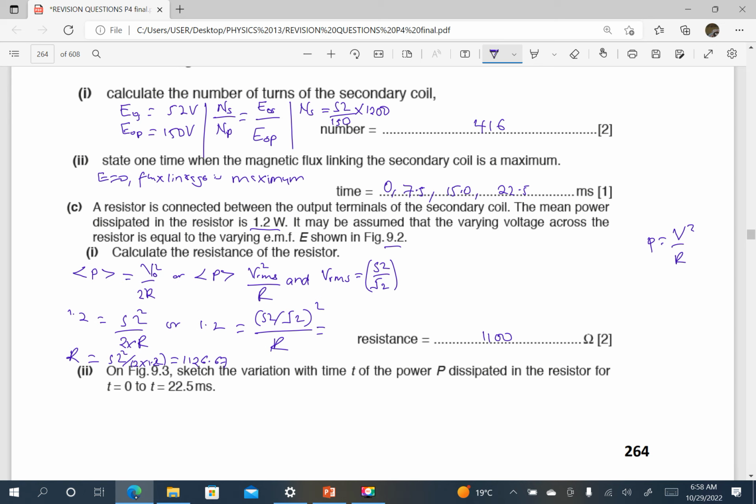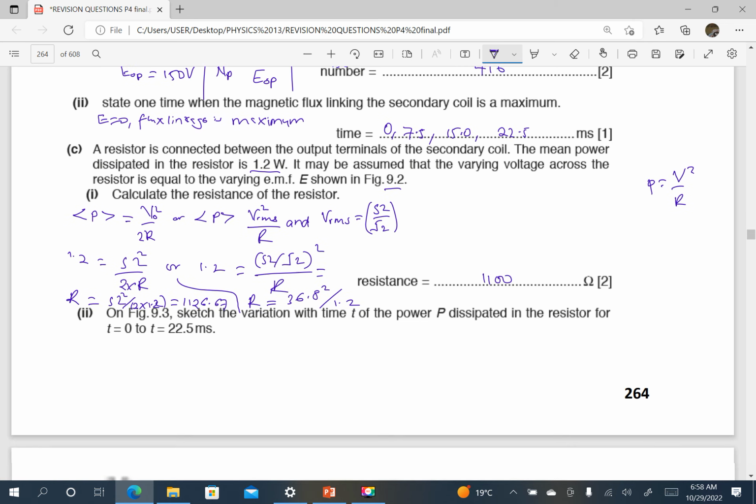So this is when I make R the subject in the second formula. R is still going to be 52 over root 2, which is 36.8, squared. So this is 36.8 squared divided by 1.2. It gives you the same thing. So that is the resistance.